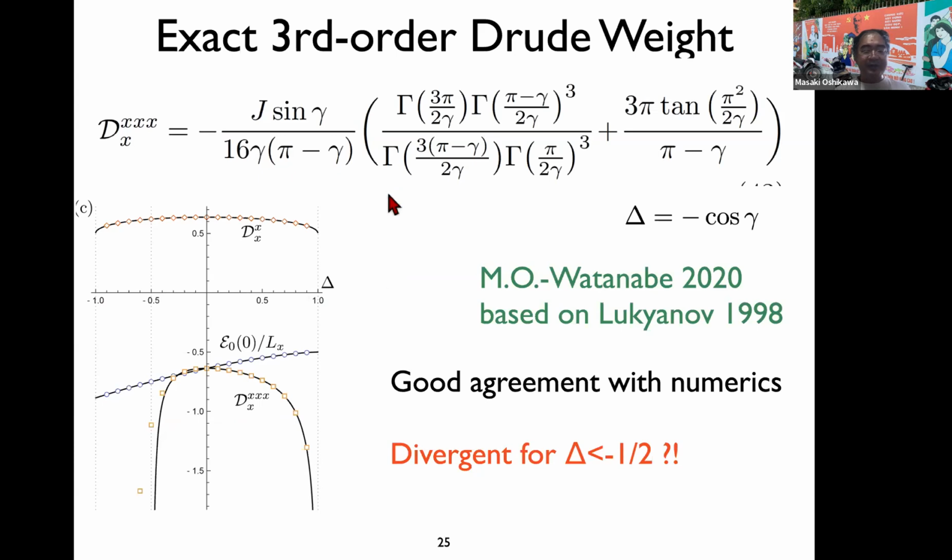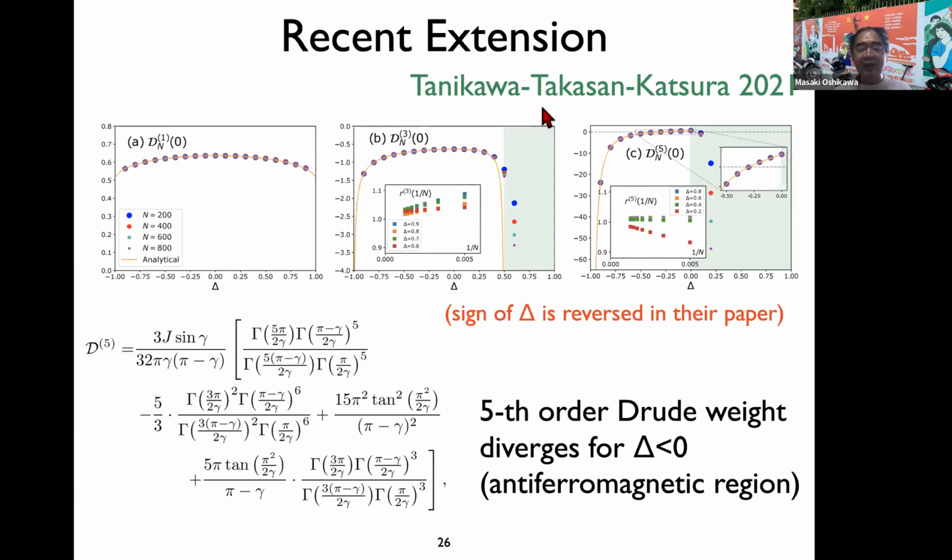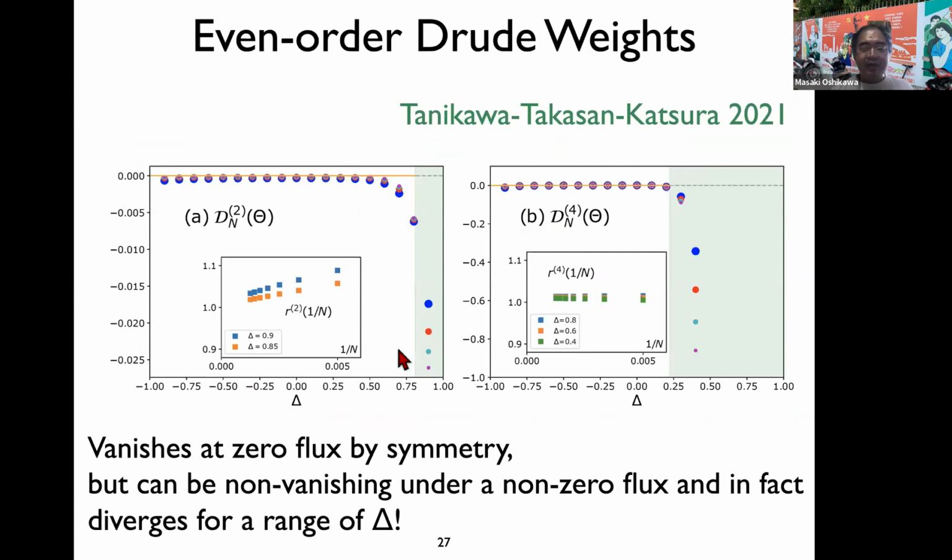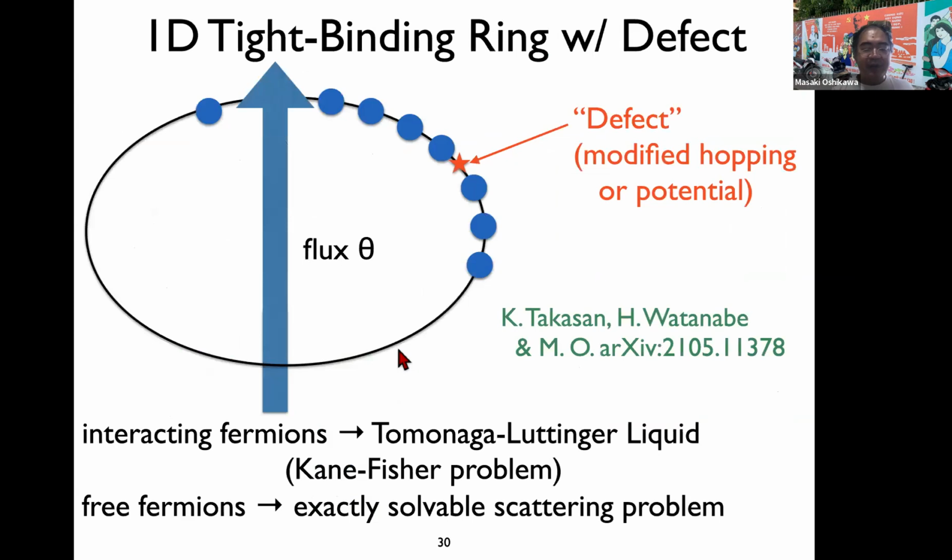But somewhat surprisingly, this quantity diverges for delta, this is the anisotropy parameter of the XXZ chain, below -1/2. So this was not what we expected, but this is an exact result which diverges. And later, these people pushed this kind of calculation to higher orders. So this is the 5th order Drude weight for the XXZ chain. And again, it diverges. Actually, the region of divergence gets bigger and bigger as you go to higher orders, although there are some exceptional points. I skipped the detailed calculation, but we are puzzled by this divergence.